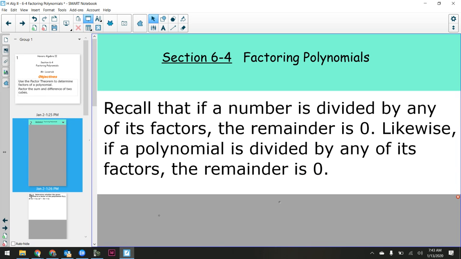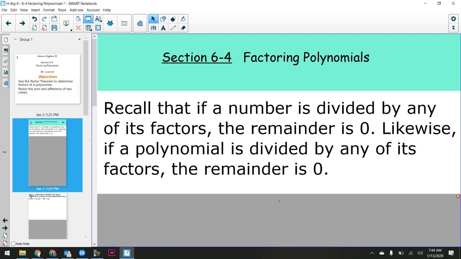Now, recall that if a number is divided by any of its factors, then the remainder is 0, right? If I took 35, what is one of the factors of 35? 7 or 5, right? So if I take 35 and I divide it by 7 or 5, it comes out as a nice round number. The remainder is 0. What happens if I take 35 and I divide it by 4? I get a decimal, right? There is some sort of remainder.